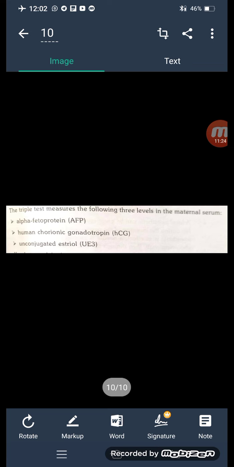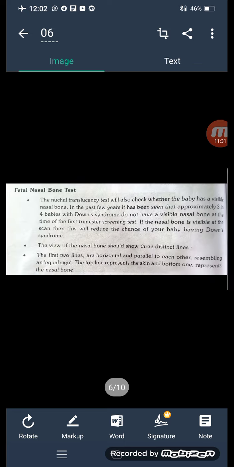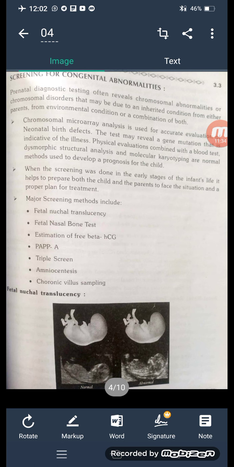So this is about our topic, screening for congenital abnormalities using different types of tests. We have already discussed amniocentesis and chorionic villus sampling. These types of tests determine whether any abnormalities are present: the total number of chromosomes present in the body, which types of chromosomal disorders, and any genetic disorders, and whether the Down syndrome risk is high or low. These are all detected using several tests.